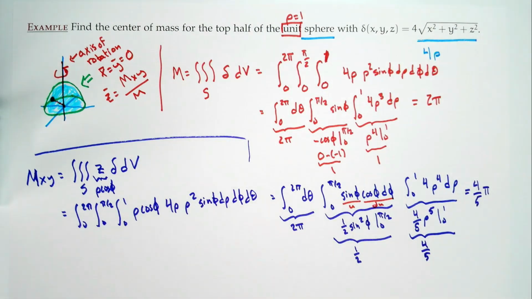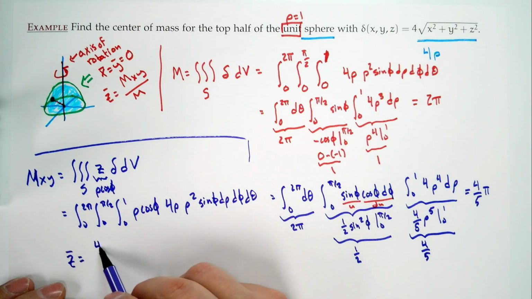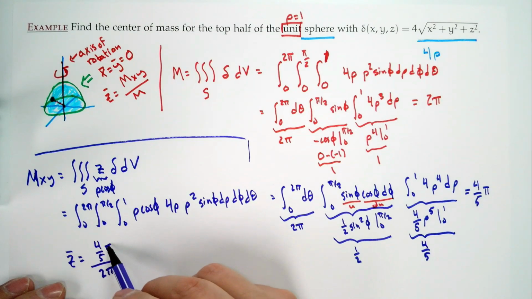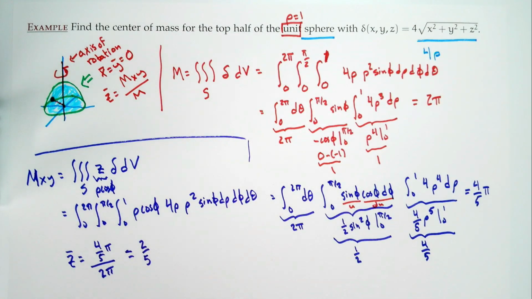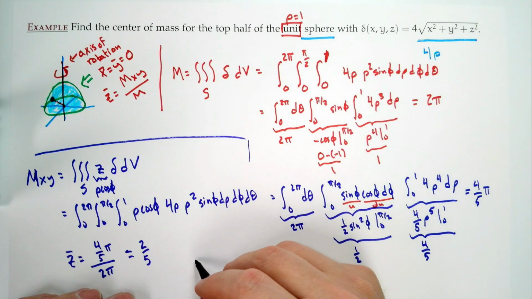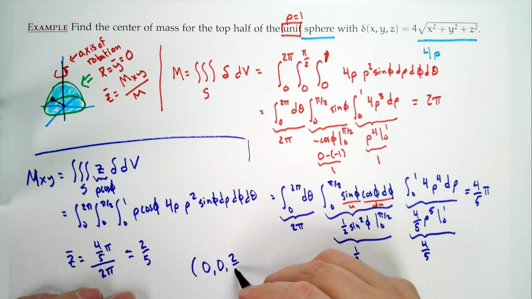That's still not our z coordinate, but to finish it off, we can say that z bar is the ratio, the moment with respect to the xy plane divided by the mass. Now, very conveniently, the pi's cancel, and 4/5 divided by 2 is 2/5. And that's the z coordinate, or z, if you want to sound very British, very fancy. Would you like some tea with your answer? How about a z? All right, 0, 0, 2/5, put it all together.